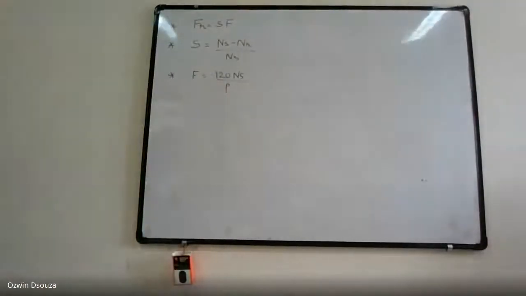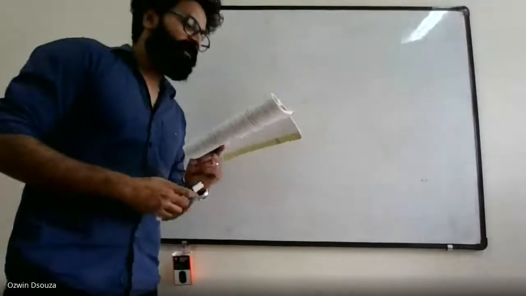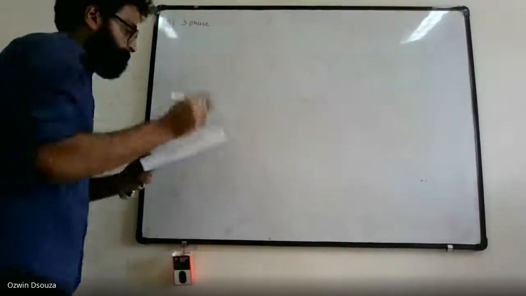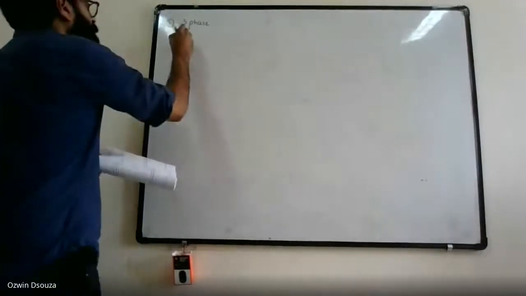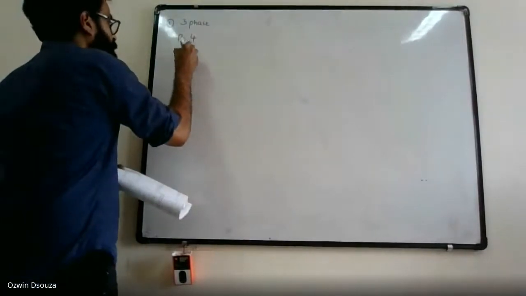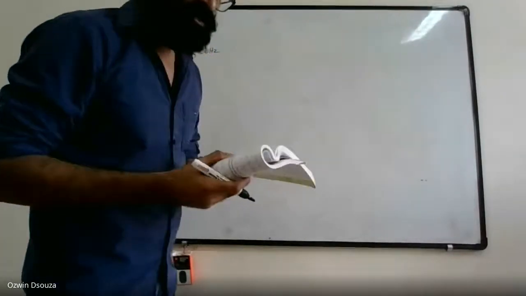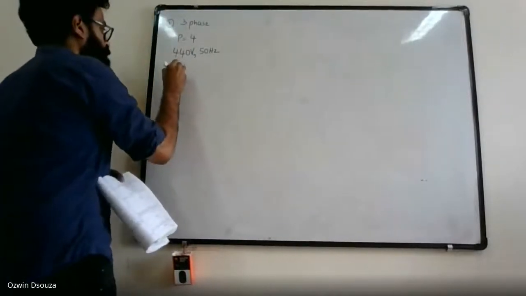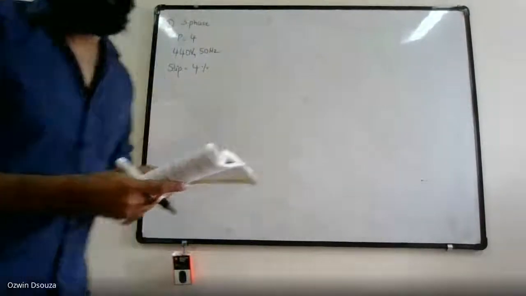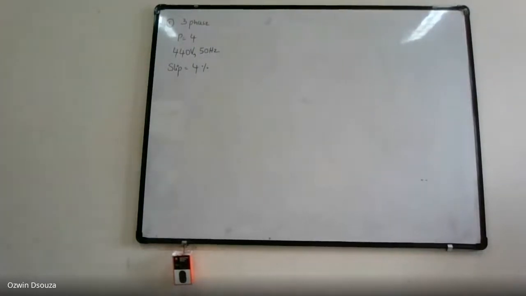All right, fine. So let us consider the first problem. Copy the problem. A three-phase four-pole 440 volt 50 hertz induction motor runs with a slip of 4%. Find the rotor speed and frequency of rotor current.